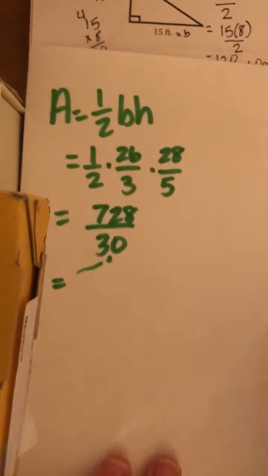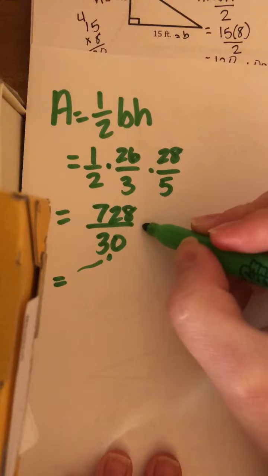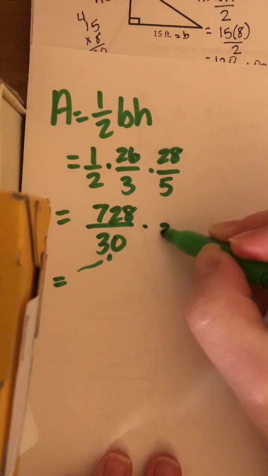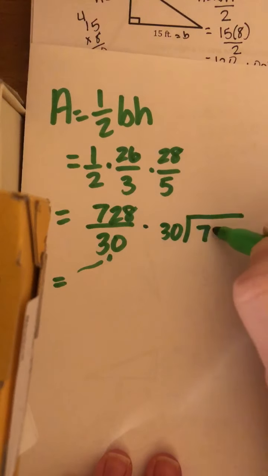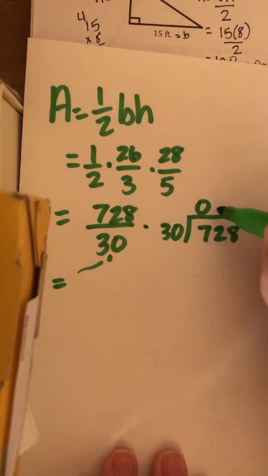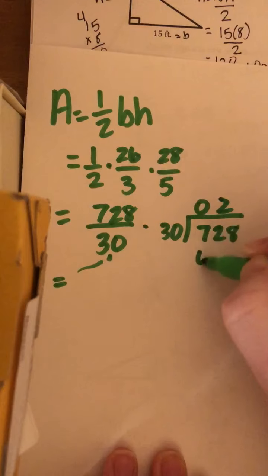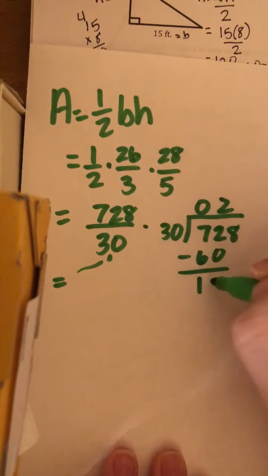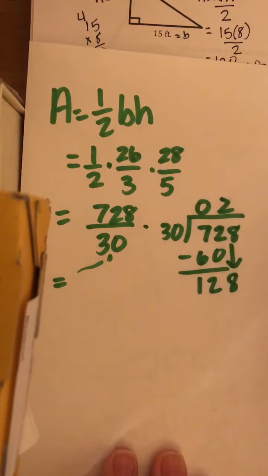And I will divide these. This is an improper fraction, so I'm going to divide it. 30 out, 728 in. 30 can't go into 7. It can go into 72, 30, 60. 2 times, which is 60. Bring down the 8. You can use a box model if you want to. Same thing. Now, 30 can go into 128, 30, 60, 90, 120, 4 times, which is 24 and 8/30.